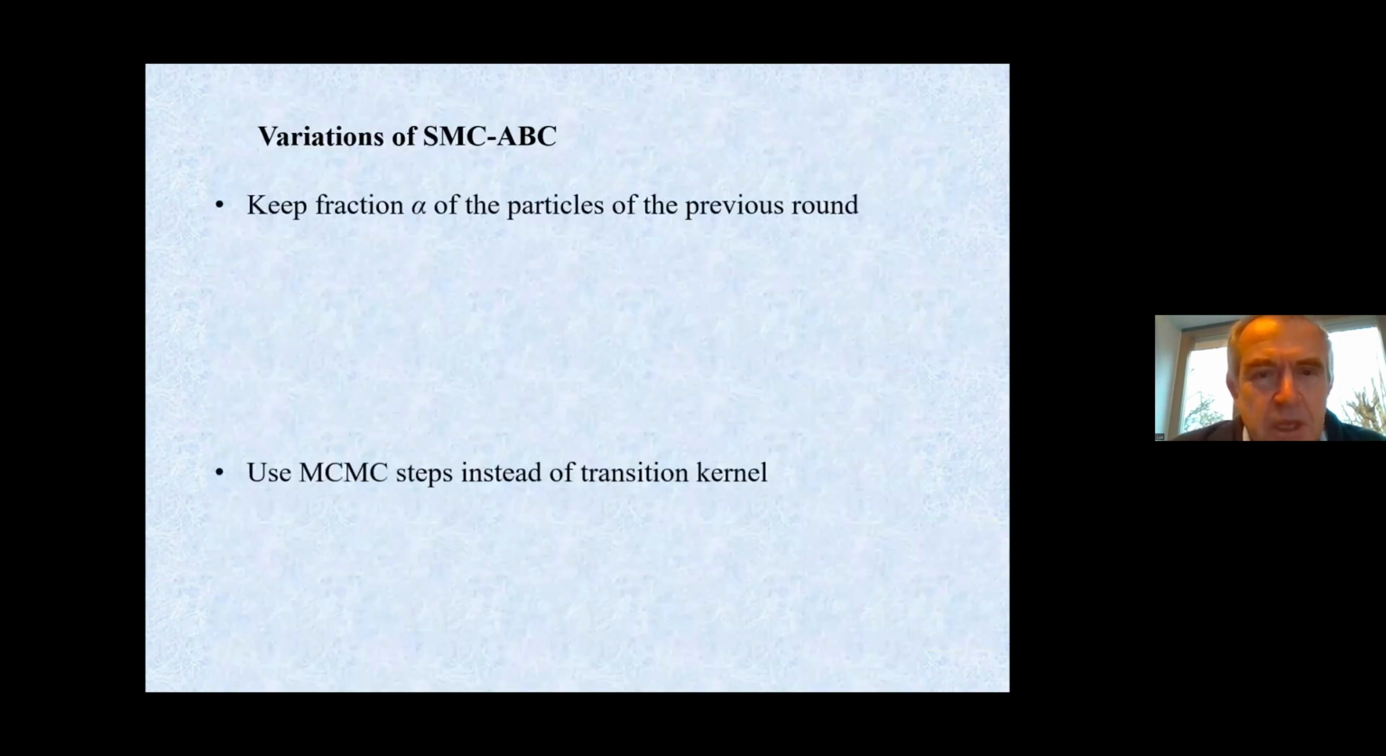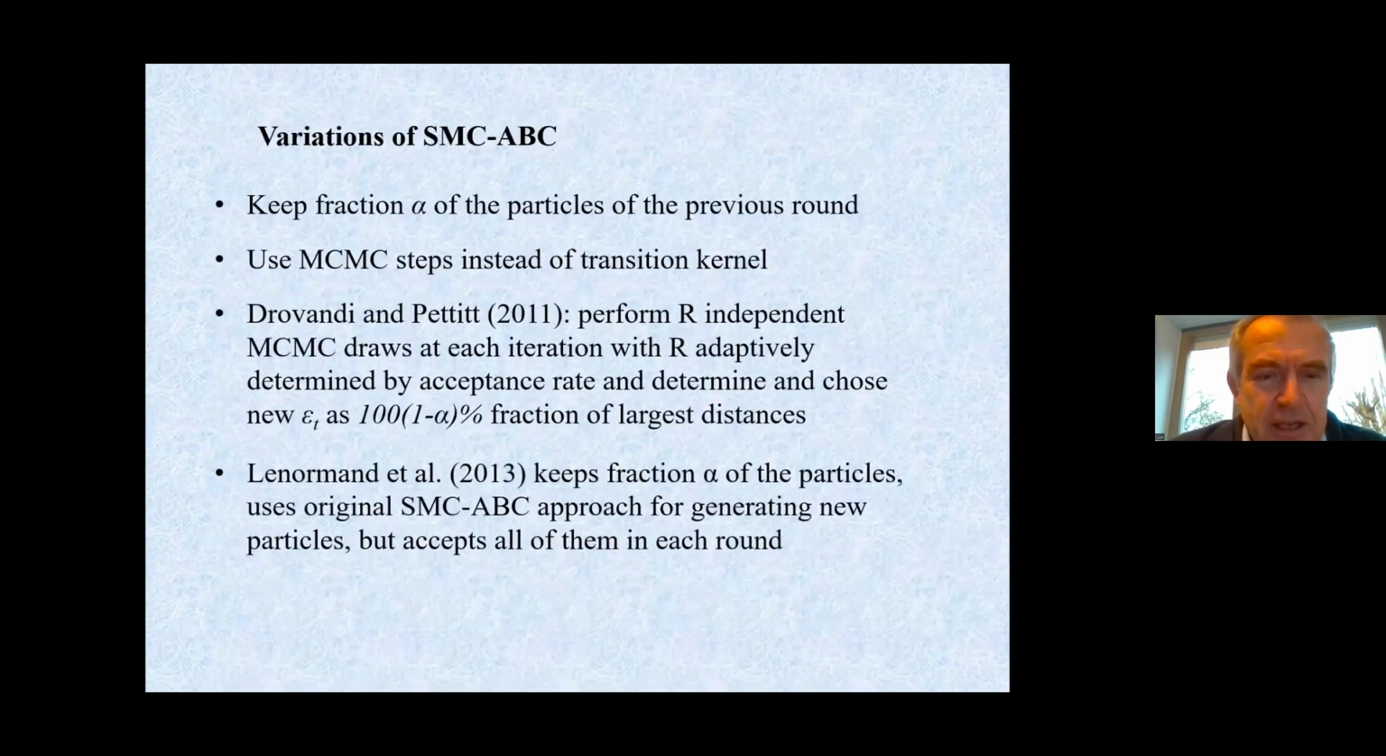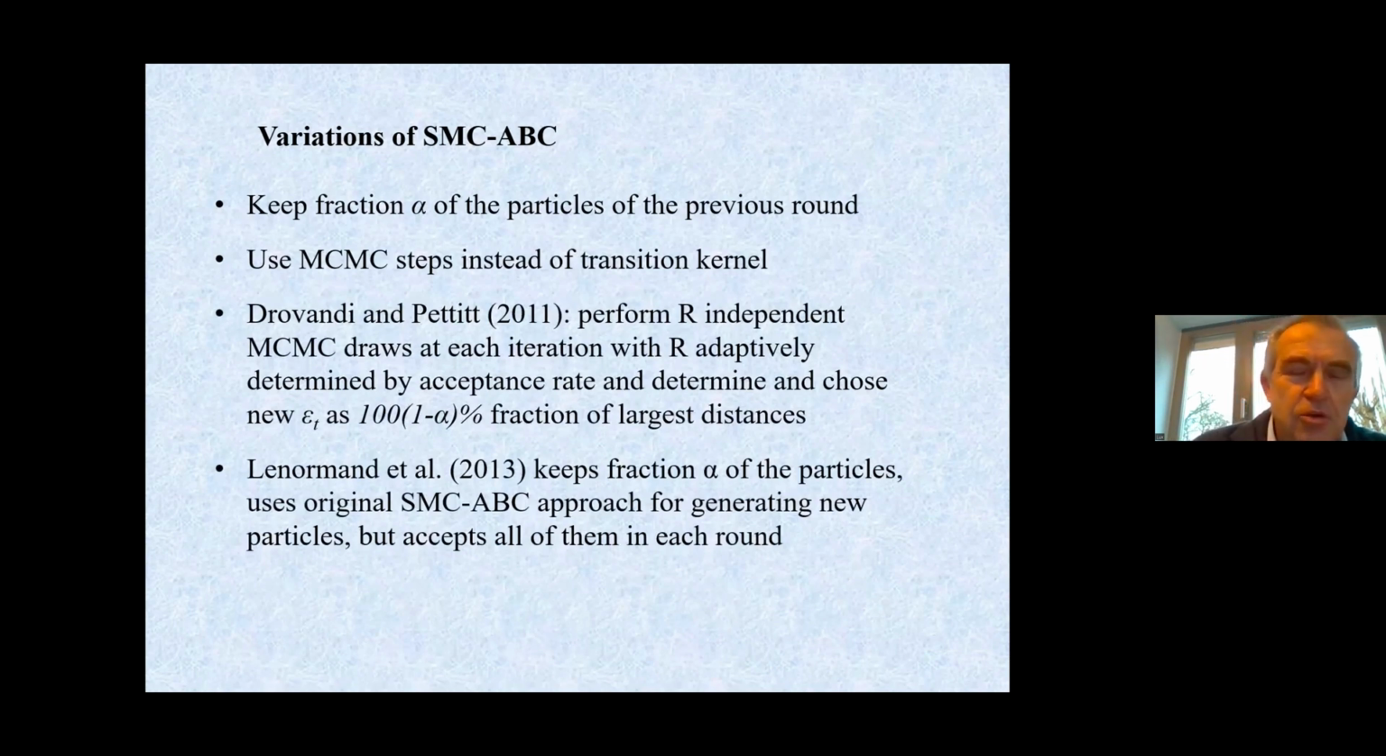Yeah. There are different variants for that. In the literature, I tried a number of those. You can also keep a fraction alpha of the particles of the previous round. You can use Markov chain Monte Carlo steps instead of the transition kernels. You can perform even a number of independent Markov chain Monte Carlo draws in order to create the new particles, etc., etc. So there are different methodologies here, different particular implementations of the sequential Monte Carlo step in this algorithm.